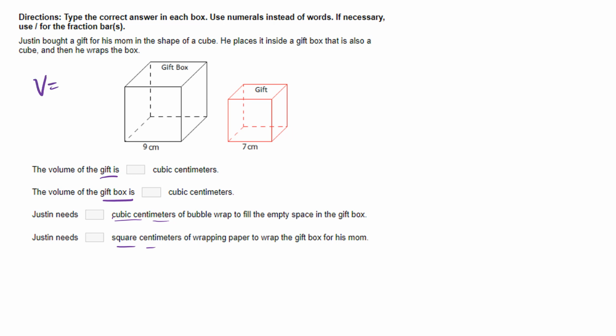If it's a cube, it's just the number cubed. So that means 9 times 9 times 9. So the volume of that one, the gift box, is 729. Now we're going to find the volume of the gift. That's 7 times 7 times 7, or 7 cubed. That's 343.